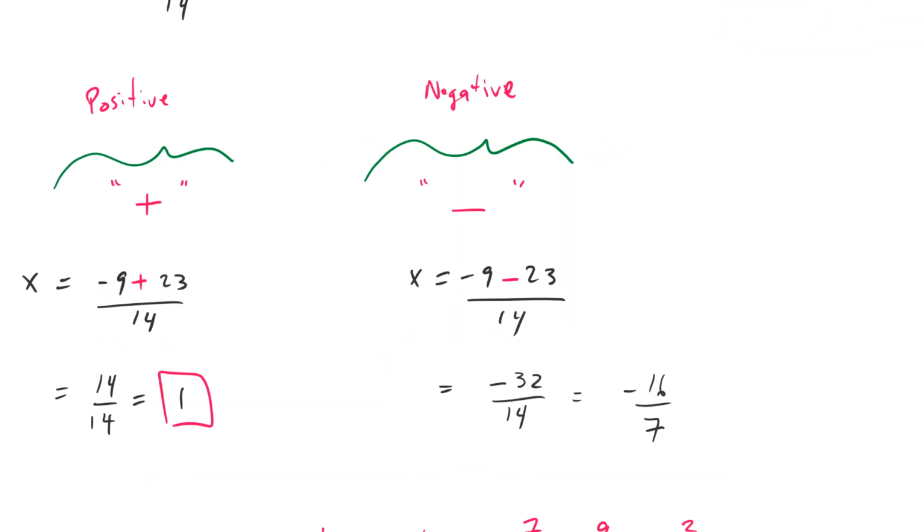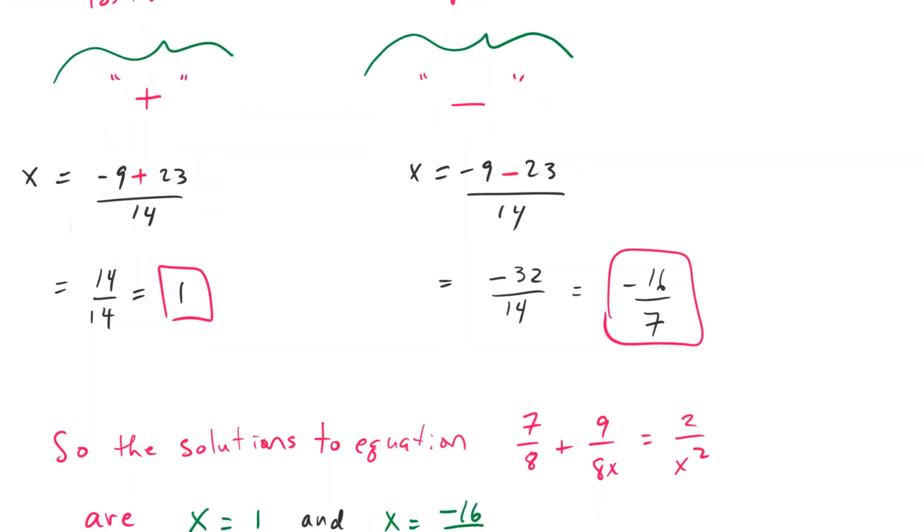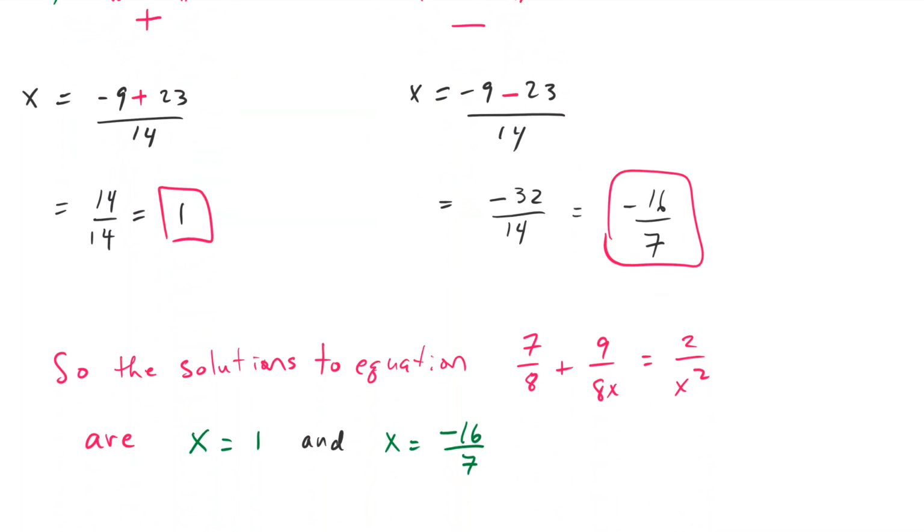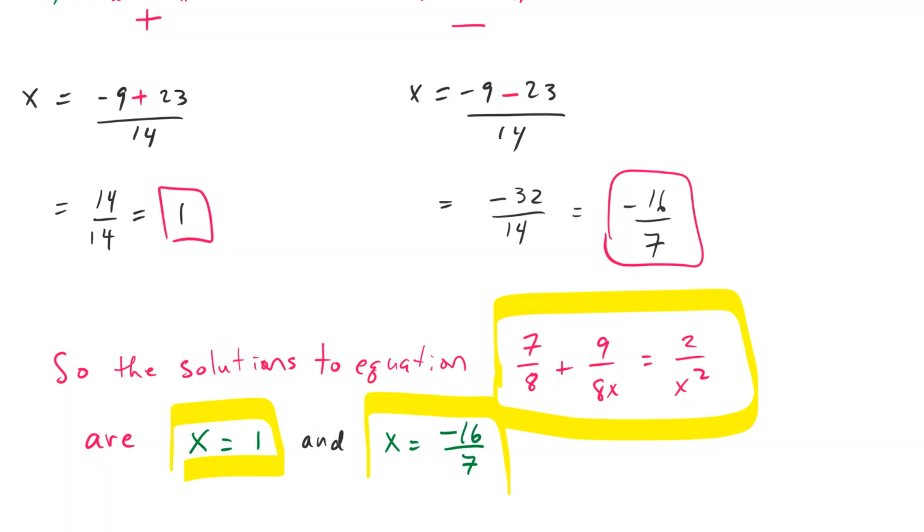Negative 9 minus 23 over 14 gives us negative 32 over 14, which when we simplify, we can take a 2 out of the top and the bottom. That gives us negative 16 over 7. So the two answers we get, the solutions to the equation in yellow, 7 over 8 plus 9 over 8x equals 2 over x squared, are x equals 1 and x equals negative 16 over 7.